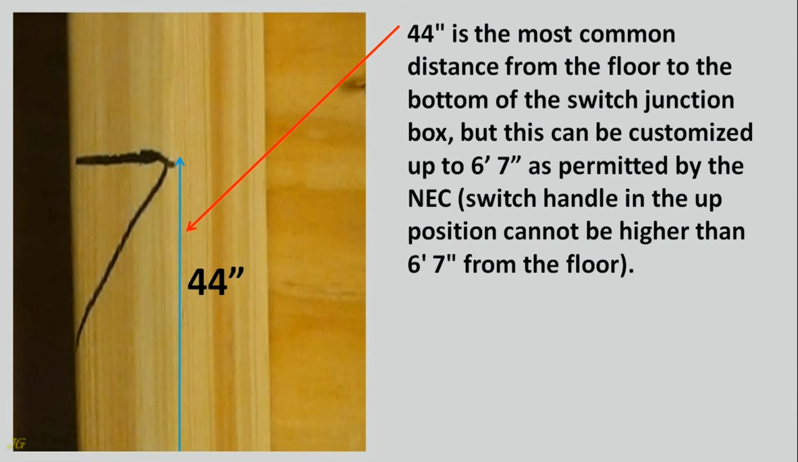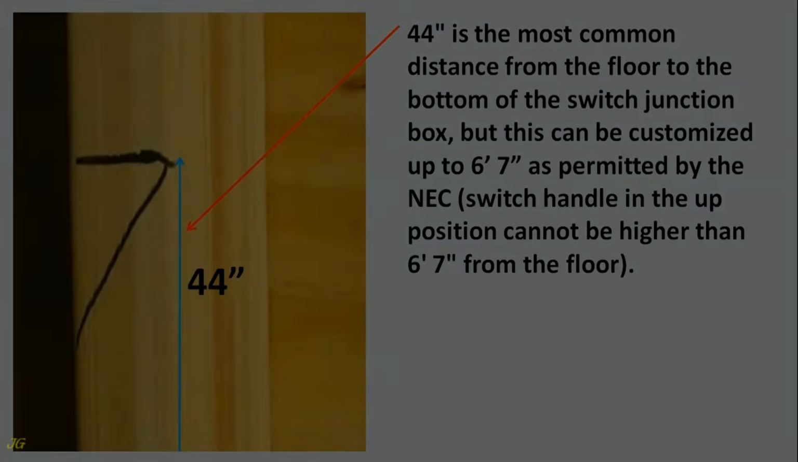44 inches is the most common distance from the floor to the bottom of the switch junction box, but this can be customized up to 6 feet 7 inches as permitted by the NEC. The switch handle in the up position cannot be higher than 6 feet 7 inches from the floor.